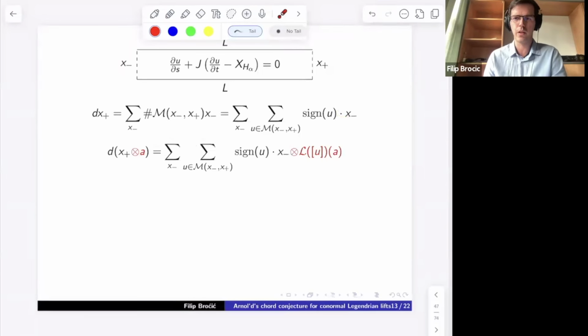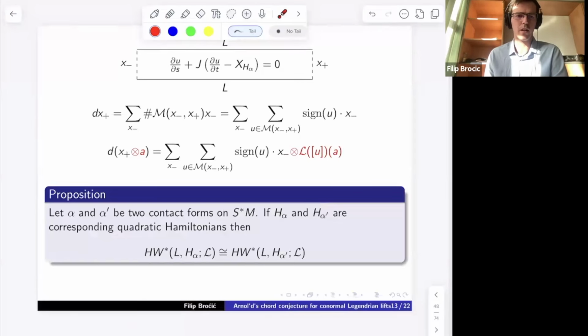And then if we want to decorate this with local systems, we take an element A from the local system, and we apply the differential to x plus tensor A, so that since each u gives rise to a path between different paths in the path space, we have an associated path for the local system, and then this isomorphism tells us where we should map the element A of the local system.